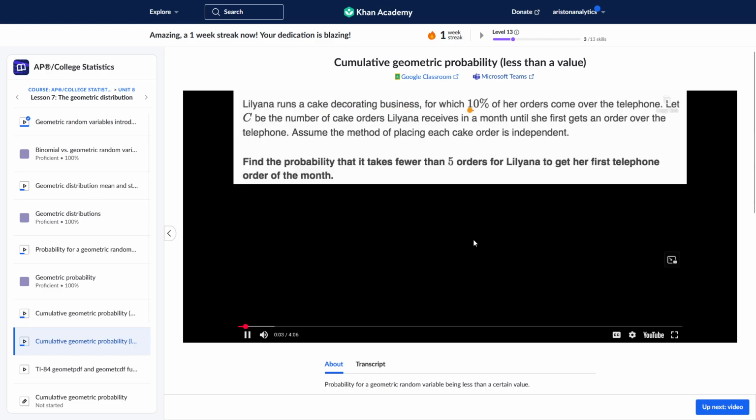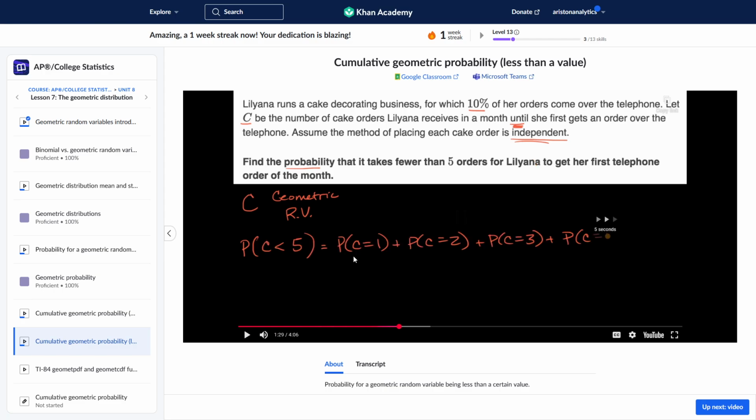Liliana runs a cake decorating business, for which 10% of her orders come over the telephone. Find the probability that it takes fewer than 5 orders for Liliana to get her first telephone order of the month. Here we wouldn't do the 1 minus. Fewer than 5, so that's just 1, 2, 3, and 4. Let C be the number of cake orders.